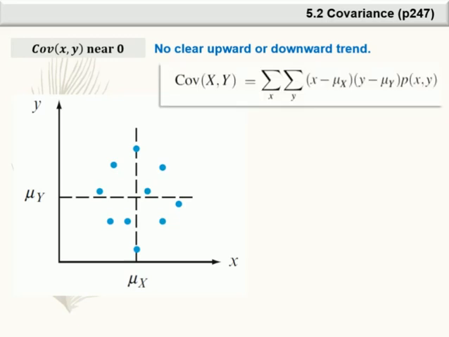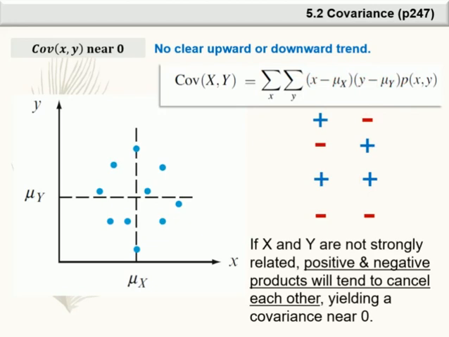So if you look at that formula, remember values in this quadrant and that quadrant tended to give you positive, positive or negative, negative. Values in this quadrant and that quadrant tended to give you negative, positive, and vice versa. So in these values, you start getting a bunch of negative sums in that summation. These ones give you positive ones. And ultimately what happens is that the positive ones tend to cancel out with the negative ones, and that's how you end up with a covariance near 0.